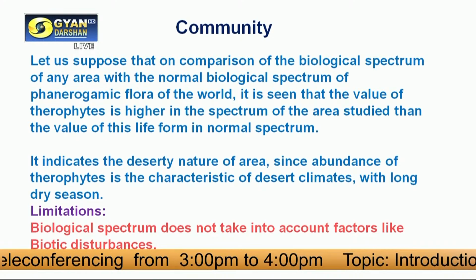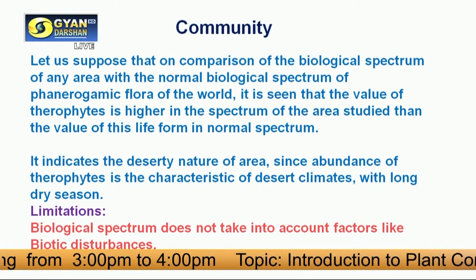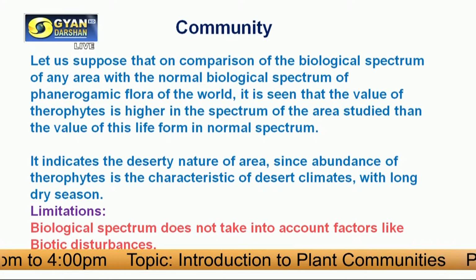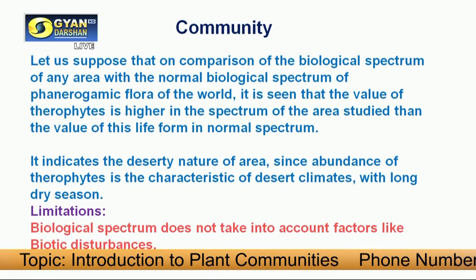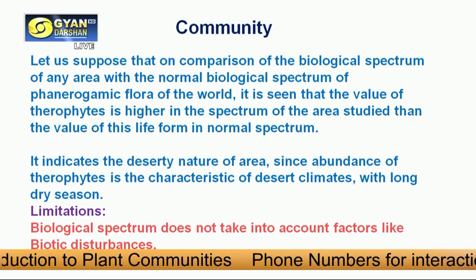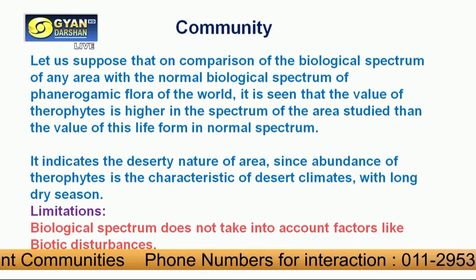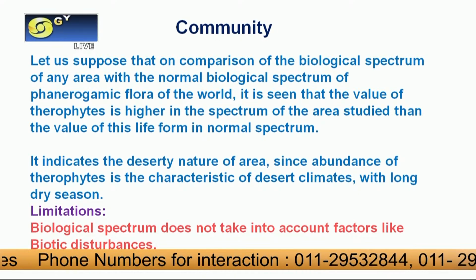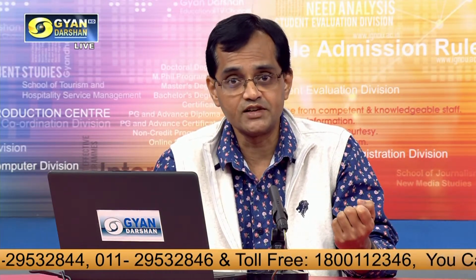And why this desert-like nature? It can be due to different effects. As I said, it can be due to overgrazing, it can be due to infections, it can be due to the climate changes, the global warming and the climate changes. Because of these kinds of effects, you can get such an abnormal kind of spectrum.